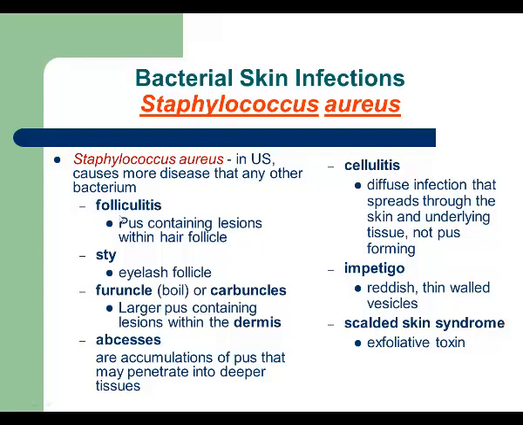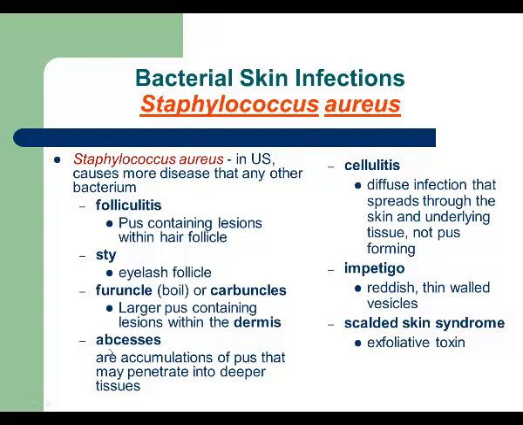The next infection is folliculitis. Those are pus-containing lesions that affect hair follicles. And by the way, the eyelash follicle infection, a staphylococcal infection, is called a stye. And then we go deeper in the tissues and we have furuncles and carbuncles. Those are large pus-containing lesions that affect the epidermis and dermis.